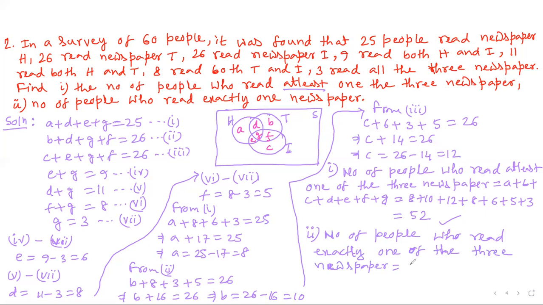So the number of people who read exactly one of the three newspapers means only H plus only T plus only I. That means A plus B plus C. If you put all the values, A is 8 plus B is 10 plus C is 12, so that is equal to 30. So the number of people who read exactly one of the three newspapers is 30. So in this way, you can easily solve such problems by using a Venn diagram.